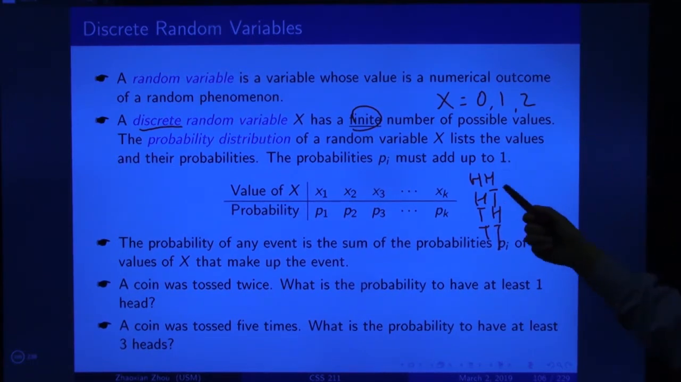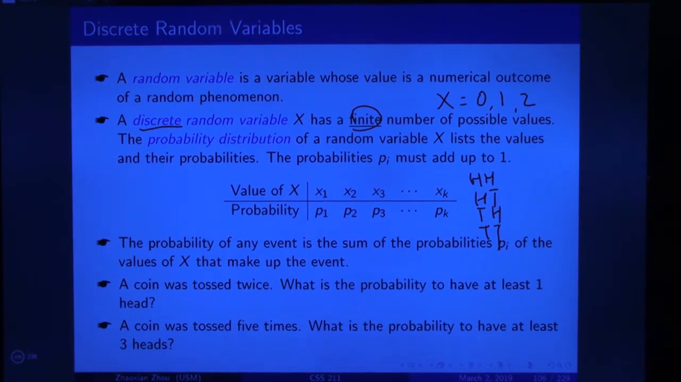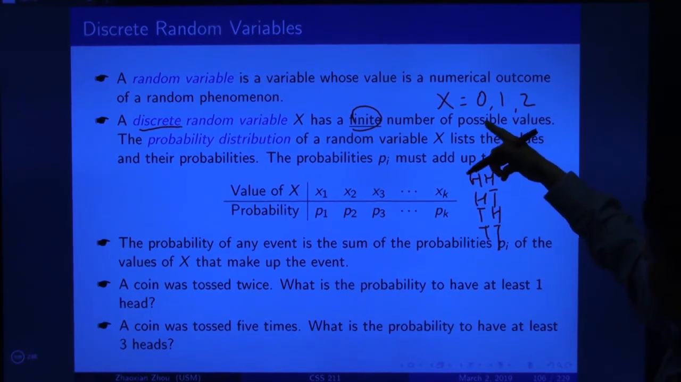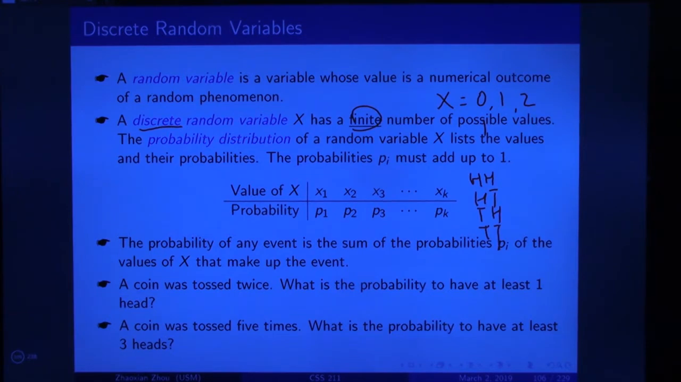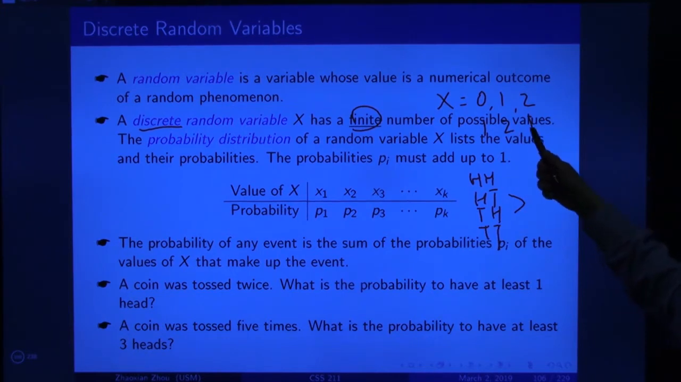And we need to list the probabilities. What's the probability for x equal to 0? That means there's no head, which means tail, tail. So this one occurs only once. And how about only one head? So this one and this one, so twice. How about 2 heads? Again, there's only 1. So the count for no head is 1, for one head is 2, and for 2 heads is 1.